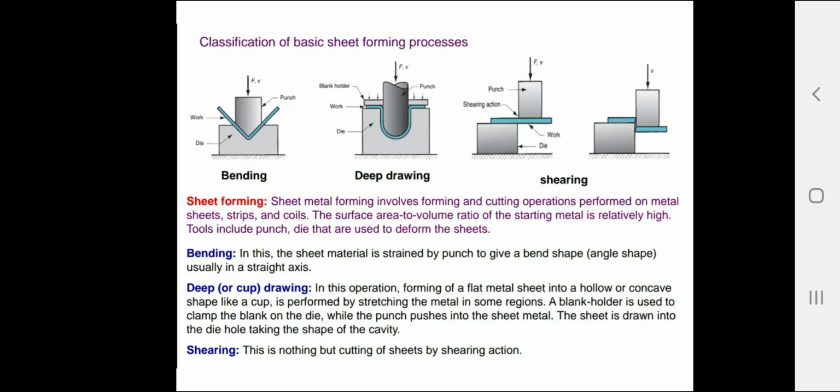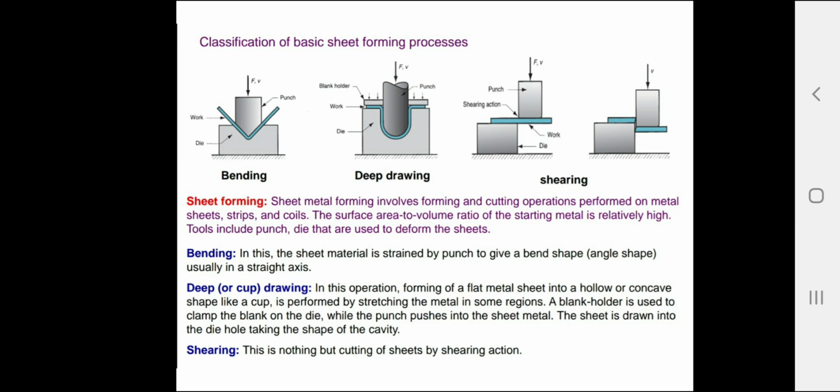So usually the basic sheet metal forming processes are classified as bending, deep drawing and shearing operations. Sheet metal forming involves forming and cutting operations performed on metal sheets, strips and coils. The surface area to volume ratio of the starting metal is relatively high. Tools include the punch and die that are used to deform the sheets.